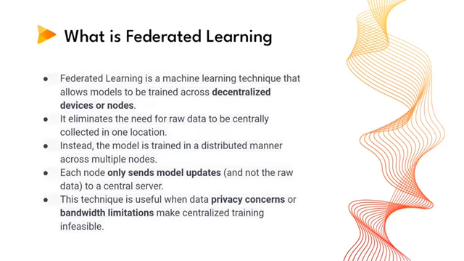First of all, what is federated learning? Federated learning is a machine learning technique that allows models to be trained across decentralized devices or nodes. It eliminates the need for raw data to be centrally collected in one location. Instead, the model is trained in a distributed manner across multiple nodes. Each node only sends model updates and not the raw data to a central server. This technique is useful when data privacy concerns or bandwidth limitations make centralized training infeasible.